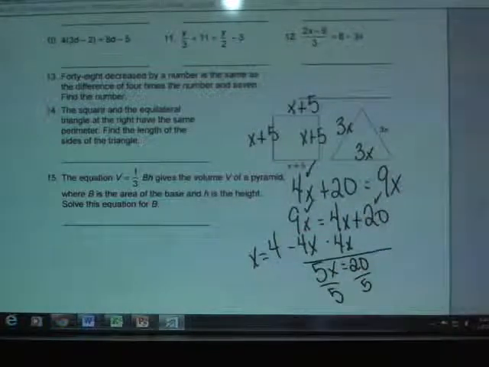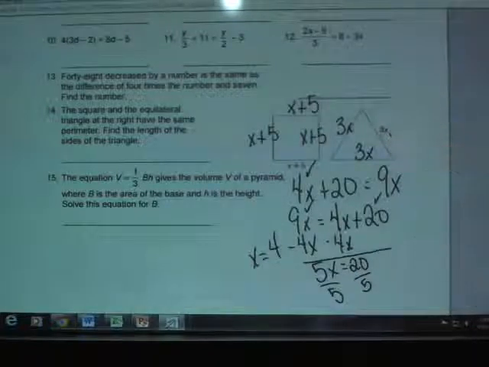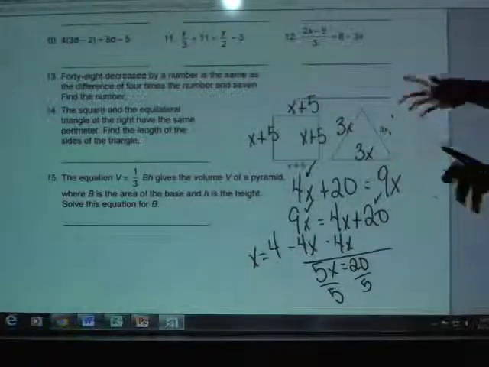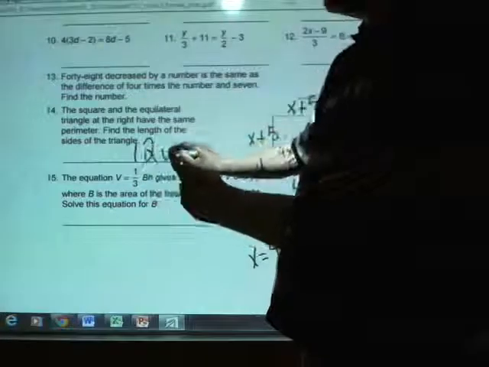All right, so if x equals 4, I'm going to come up here now and change x to the 4 to figure out how long each side of the triangle is. Of course, all the sides are the same because it's equilateral. So I've got 3 times 4, which is going to change it to 12. So each side of the triangle is 12 units long.